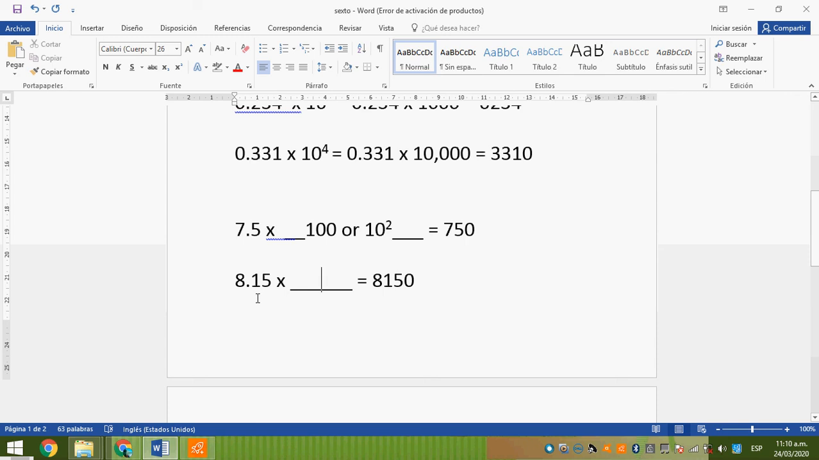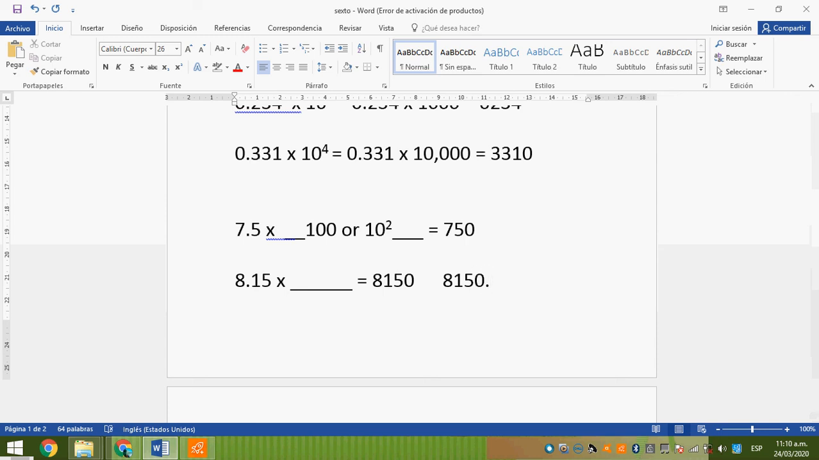Next one. 8.15 times blank space. How do I get from this to this? How many spaces do I move? If I don't know how to do it, I'm going to show you in this way. If I move it 1, the decimal point is going to be like this. This is not the same as this. So I need to move it one more time. If I move it 1 space more, it's going to be like this. But this answer is not the same as this. That means I need to move it one more time.